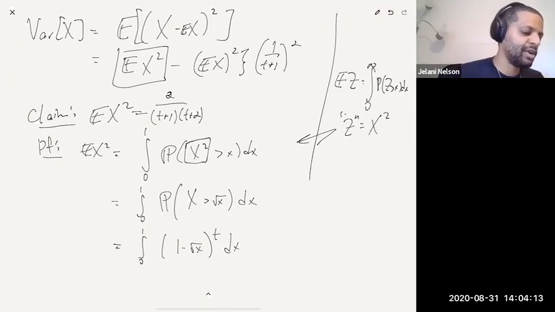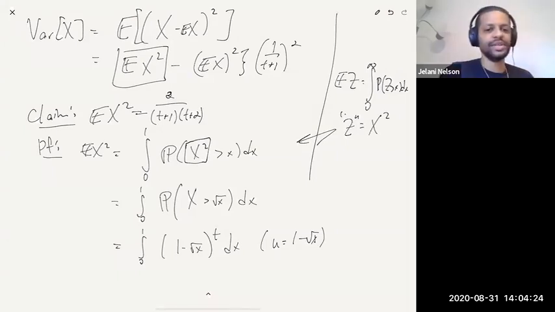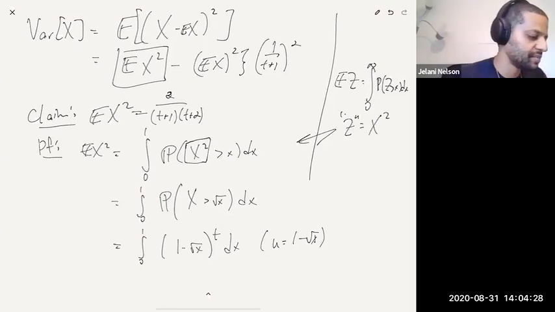Okay. And here you can do a u substitution. I'll just tell you, set u to be 1 minus root x. You do a u substitution, you work this out, you'll get exactly what I told you. I have this computation in the notes, so you can check it for yourself. I don't want to spend time on the little details. So that's it.